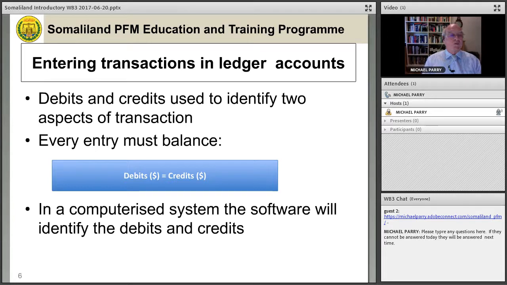The basic premise of any ledger account is that the debits and credits are used to identify the two aspects of the transaction. The actual term debits and credits doesn't mean anything. You could have called them negative and positive, plus and minus, but the traditional word, which is always used, is debits and credits. And every entry you make, every transaction you record, must balance so that the money value of the debits equals the money value of the credits. Debits equals credits. As we said, in a computerized system, the software will do that for you.